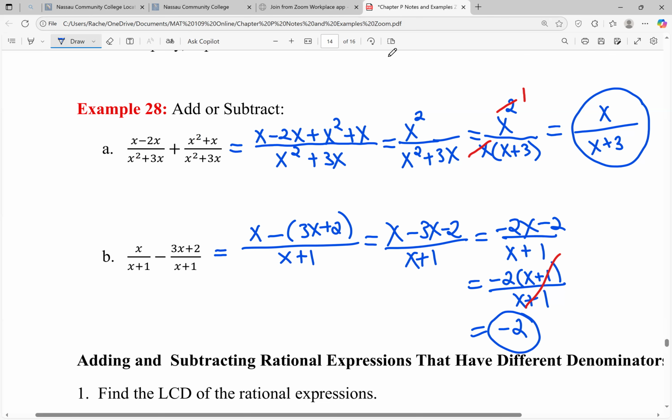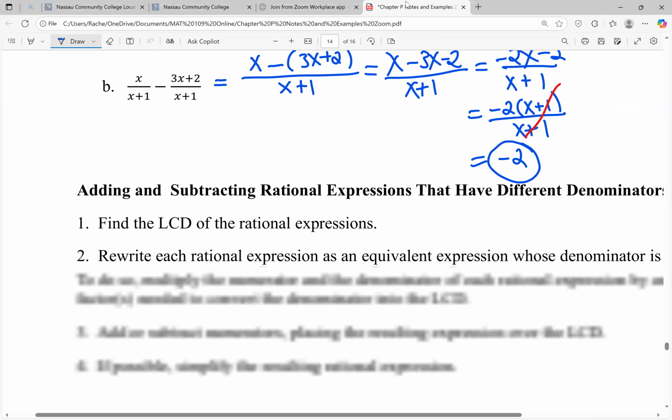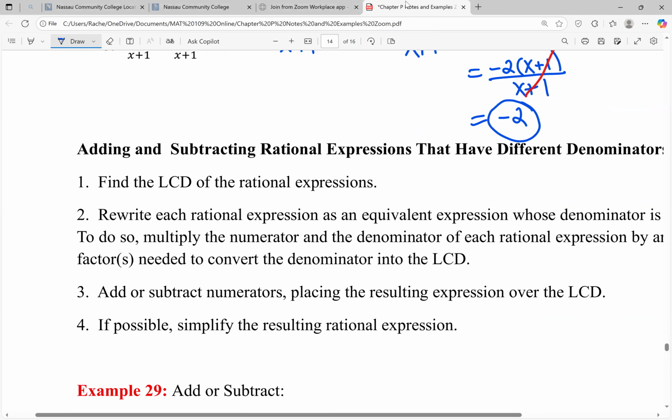So moving on, next we're going to look at how to add and subtract rational expressions that have different denominators. So we're going to have to look for a least common denominator.